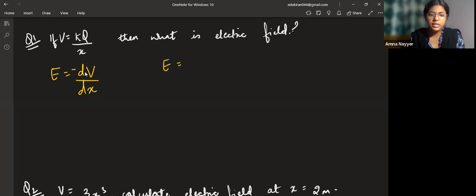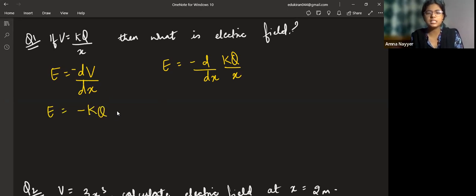The value of potential here is given, and the electric field is minus the derivative of potential with respect to x. The value of V is given as kq by x. So the electric field is minus kq, because kq is constant, times d by dx of 1/x. If we are differentiating, this becomes dx divided by x.